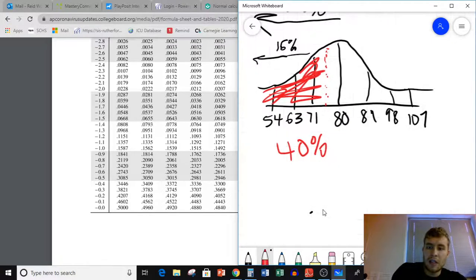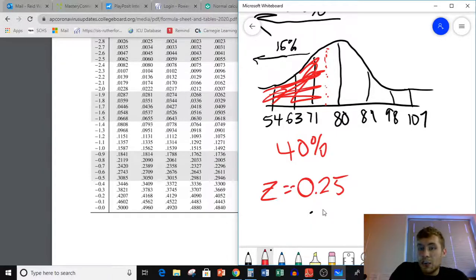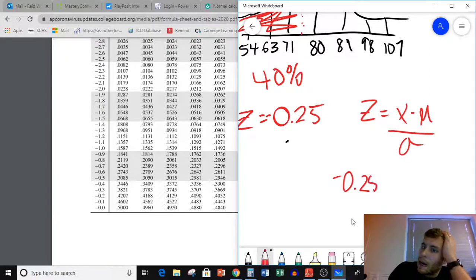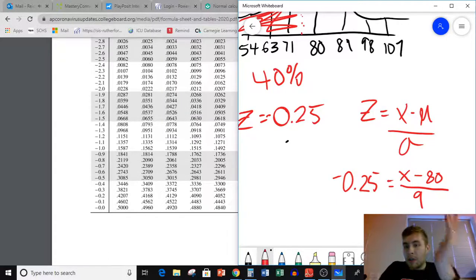We know that this occurs at z equals negative 0.25. So we know that if we can convert the z-score into a value, we'll get the heartbeat that we want. So let's do that. We know that z-scores are equal to x minus mu over sigma. So in this case, negative 0.25 equals, well, x is what we're trying to find, and we're going to subtract the mean, which was 80, over the standard deviation of 9.